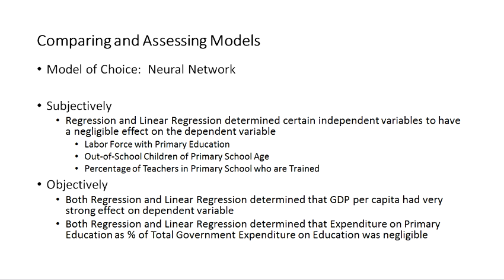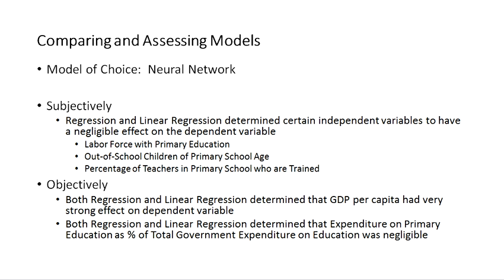The regression and linear regression determined that certain independent variables have a negligible effect on the dependent variable. For example, labor force of primary education, out of school children of primary school age, and percentage of teachers in primary school who are trained. So basically the regression and linear regression told us that it didn't matter whether or not the teachers are trained. That didn't have an effect on the enrollment rates, nor did the labor force of primary education, and that is something that, subjectively speaking, we're not totally comfortable with.